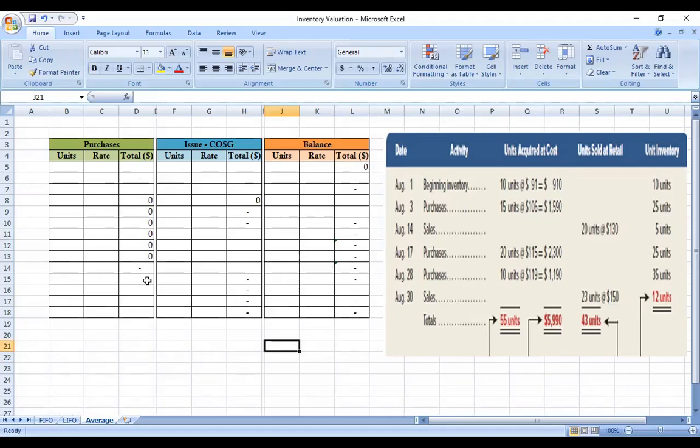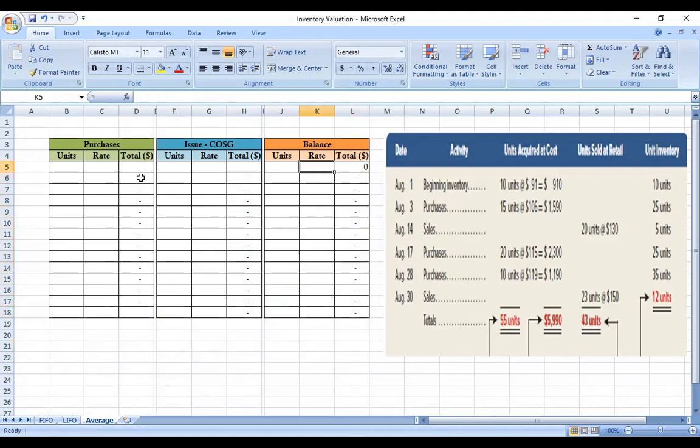Average method is somehow the typical method. It requires the calculating of average rate at every transaction, whether it is a sale transaction or a purchase transaction. Remember, I am repeating, it requires the calculation of average rate at every transaction. How will it be done?